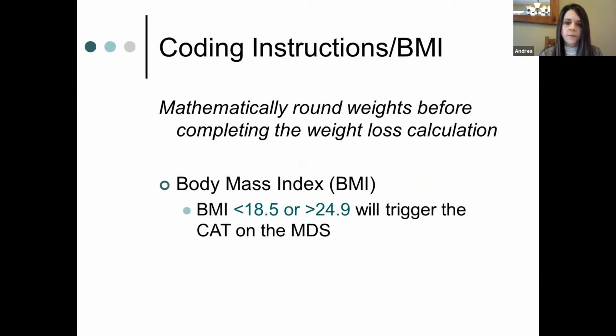So behind the scenes, our electronic programs do mathematically round weights and are coding the BMI. So using the height and weight that you entered, there would be a BMI calculated. If a BMI is less than 18.5 or greater than 24.9, it will trigger the CAT on the MDS. And we'll talk about that a little more later. You do want to mathematically round weight before completing the weight loss calculation, and that is specified in the RAI Manual.